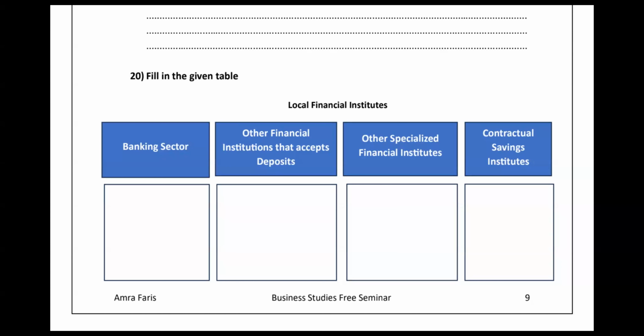See the word itself. They gather people's savings, and it will be for the long term. They gather it through an agreement. That's why it is called a contractual savings institution. They are money helpers who gather people's savings for a long term, also through an agreement. For example, insurance and pensions. Those are contractual savings institutions.